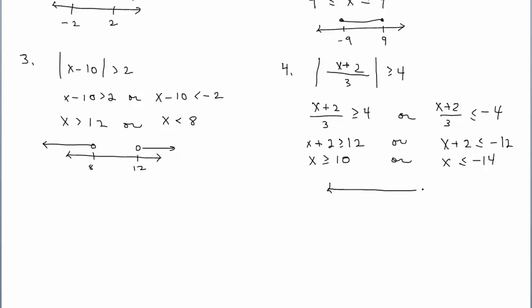Let's do a number line, putting in order. Negative 14 would fall to the left of 10. Closed circles. Let's go back for further directions. X must be greater than or equal to 10, or x must be less than or equal to negative 14.